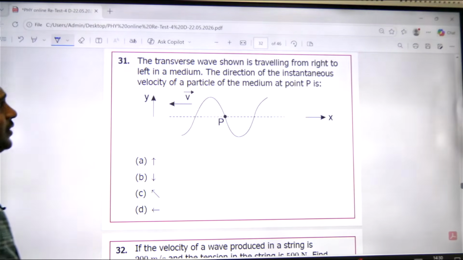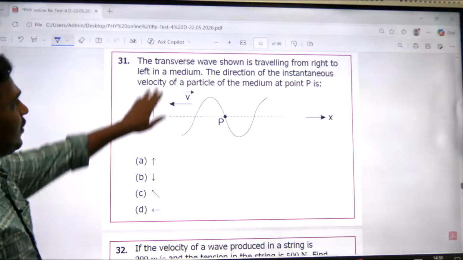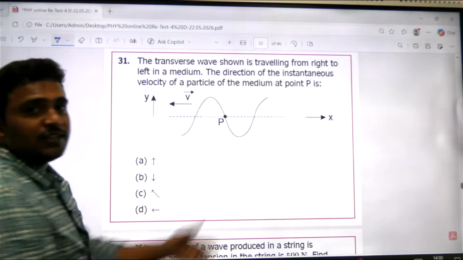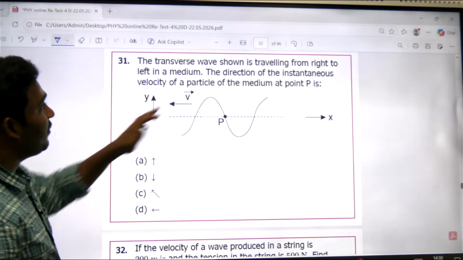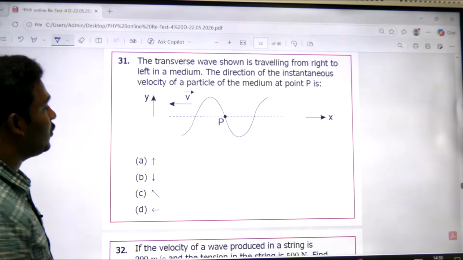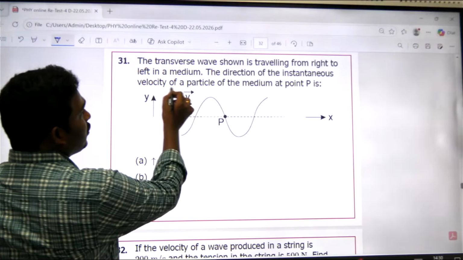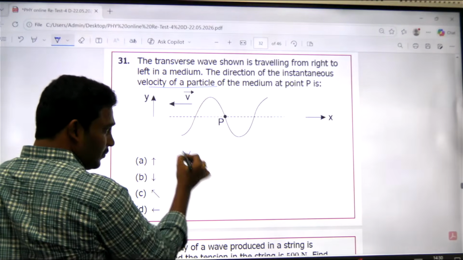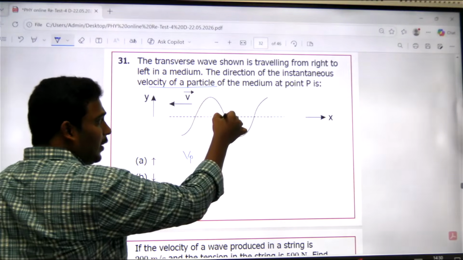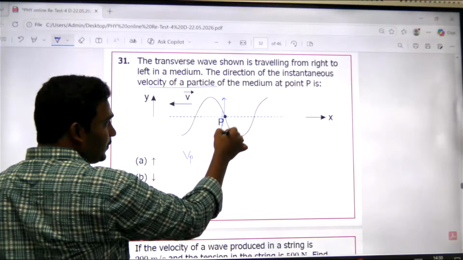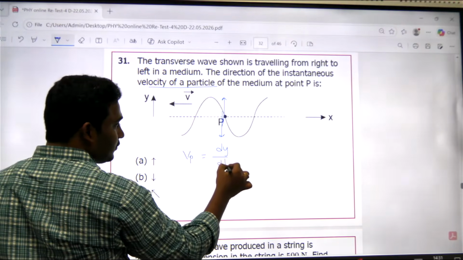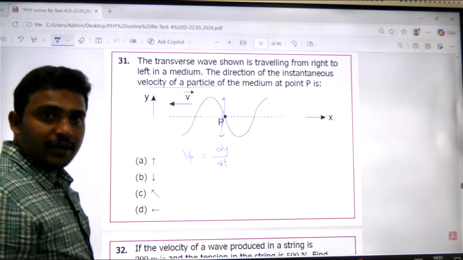Now, in what direction is the velocity of the wave moving? The transverse wave shown in the figure is traveling from right to left, so it is traveling towards the left. If it is traveling towards the left, what is the direction of the instantaneous velocity? The velocity of the particle is being asked. So what is the velocity of the particle? The velocity of the particle always oscillates in this direction, so can I simply write it as dy by dt? We can write it as dy by dt.